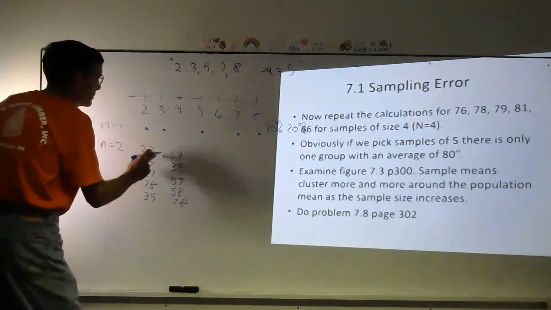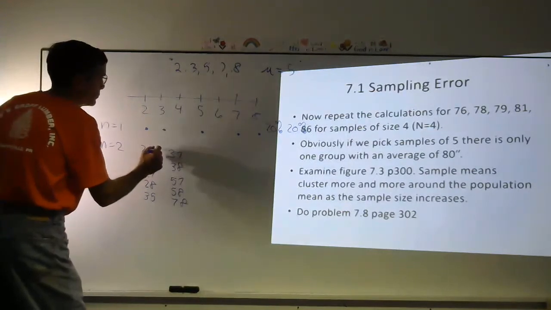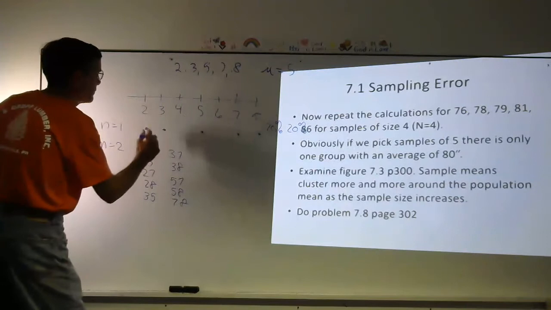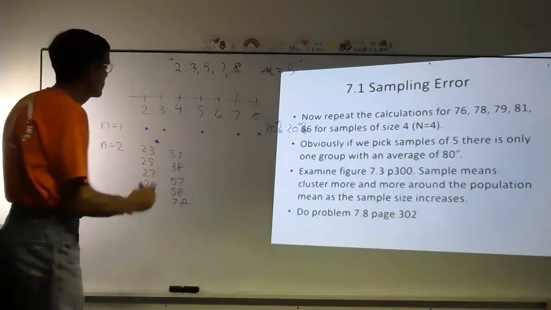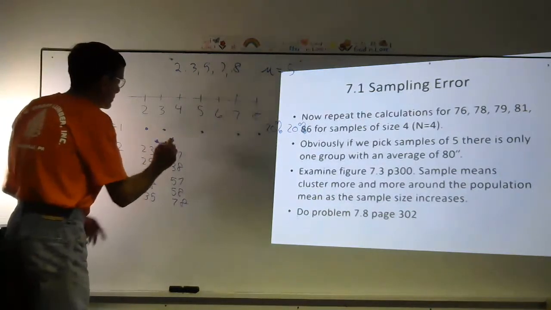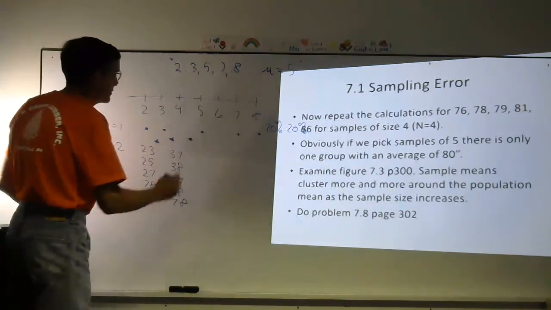So the means here would be for 2 and 3, I'm going to add up and divide by 2. So 5 divided by 2 is 2.5. 2.5 is here. Okay, I'll do a star. 2 and 5 is 7, that's 3.5 when I divide by 2. 2 and 7 is 9, that's 4.5 when I divide by 2.